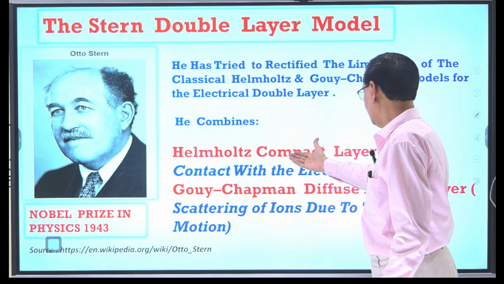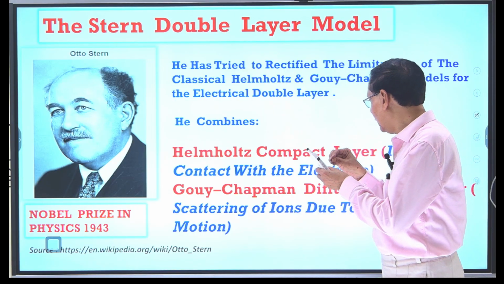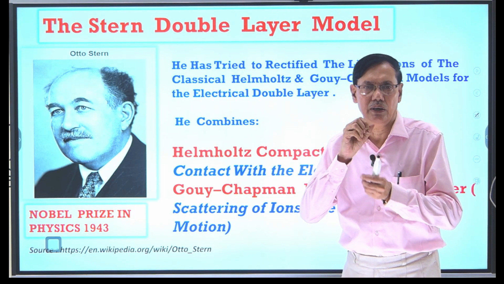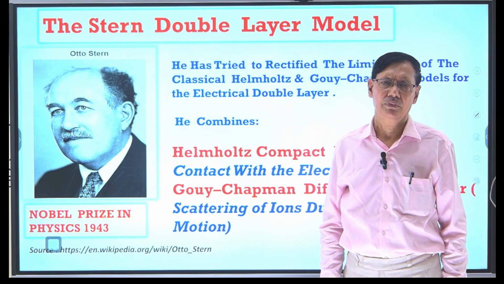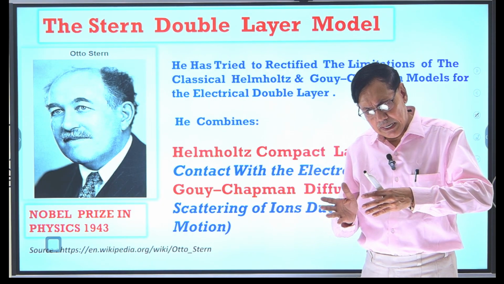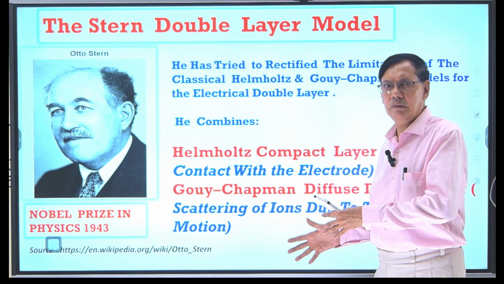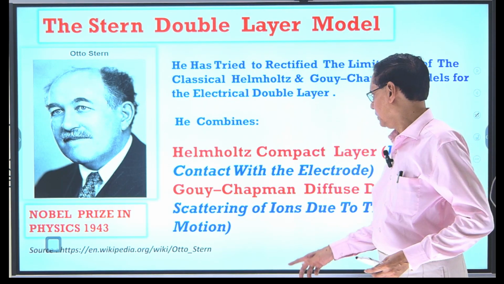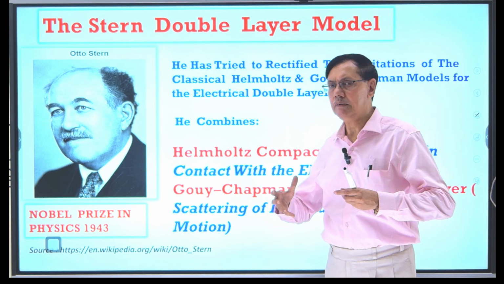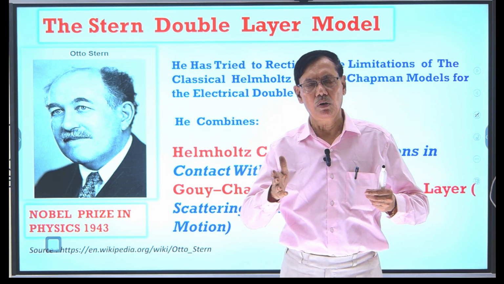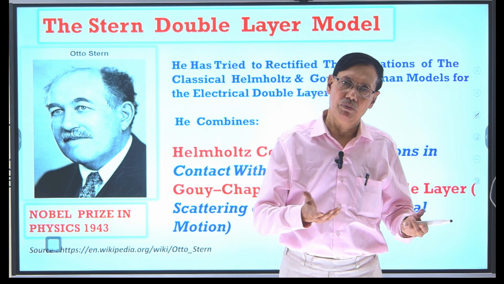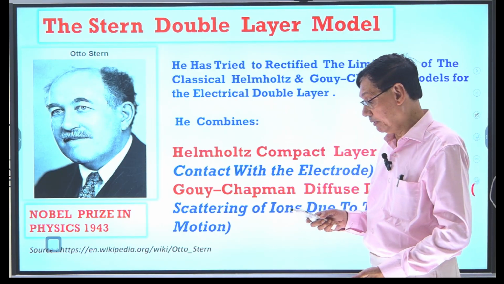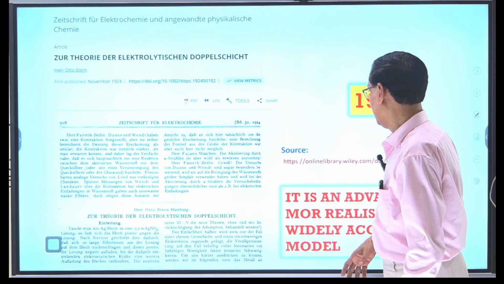So he combined the Helmholtz compact layer, ions in contact with the electrode, because they are very near and stuck on the electrode due to adsorption or whatever it is. And after that, there is a scattering, a movement of the ions due to thermal and electrical motion and other things. So we have to combine the Helmholtz model as well as the Gouy-Chapman model. The derivation is very simple as compared to the Gouy-Chapman model. So let us start.